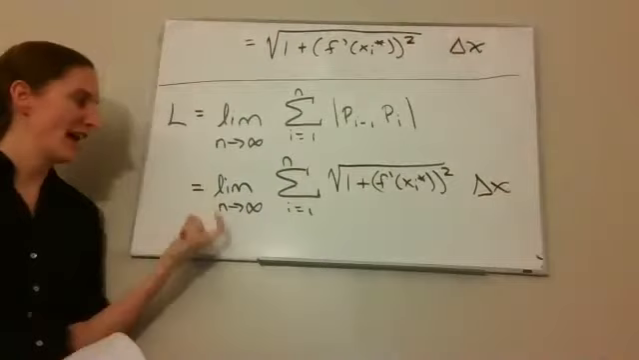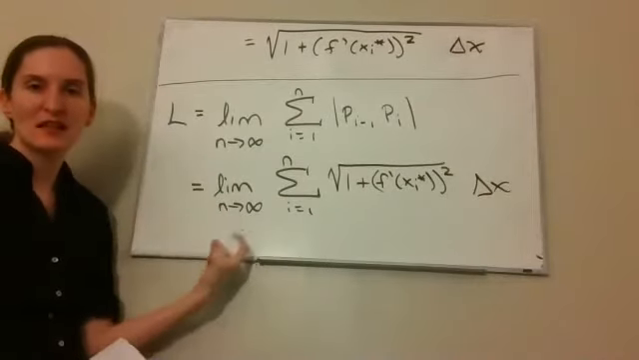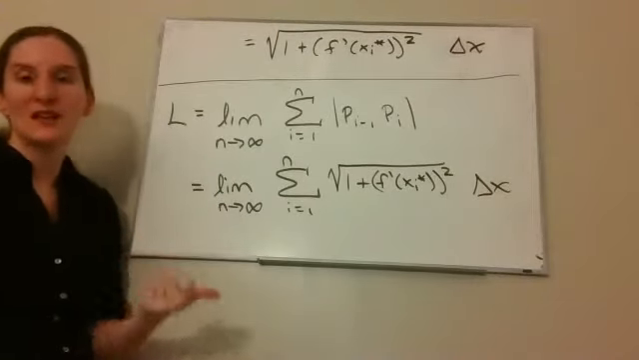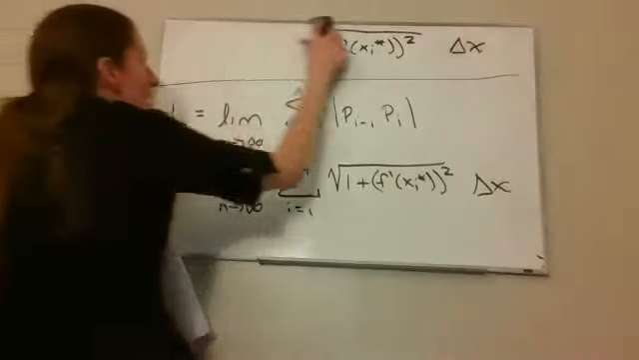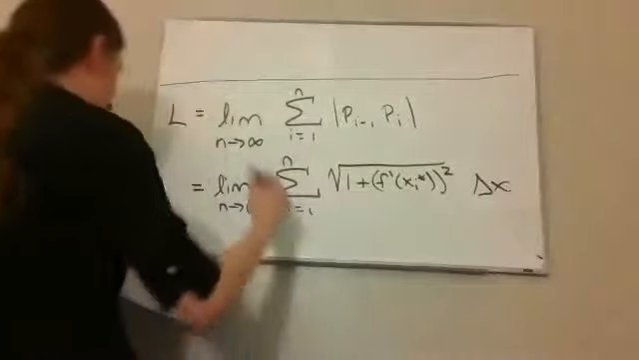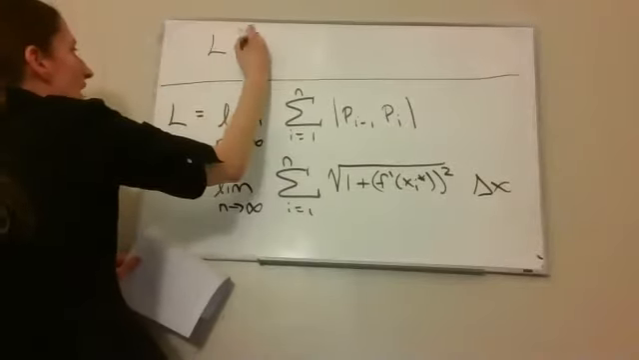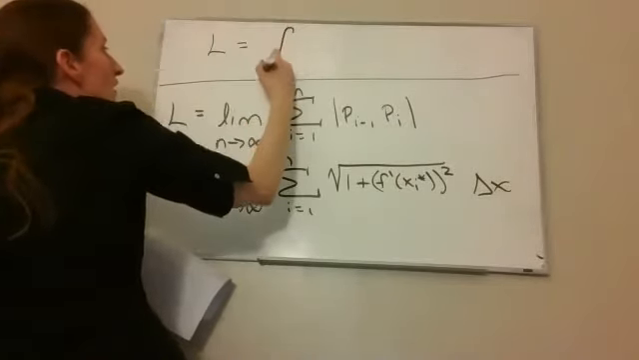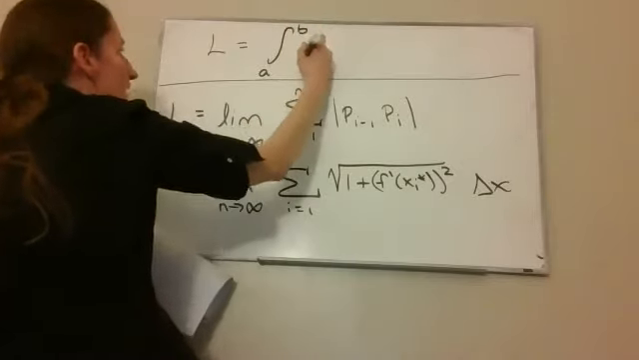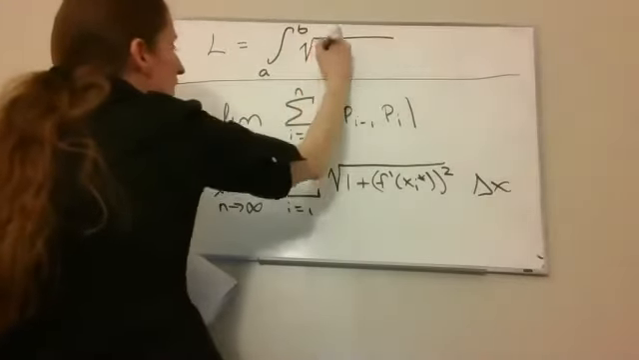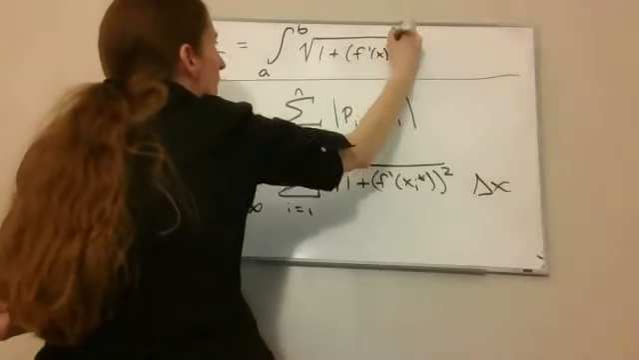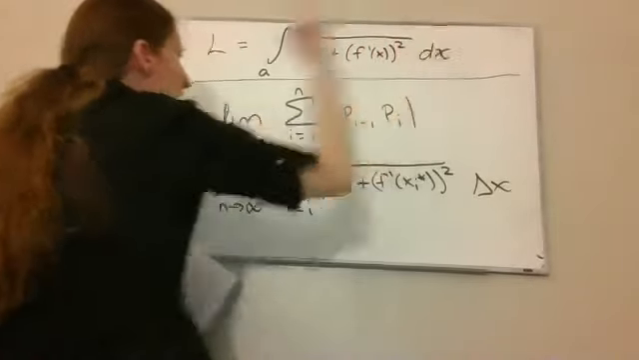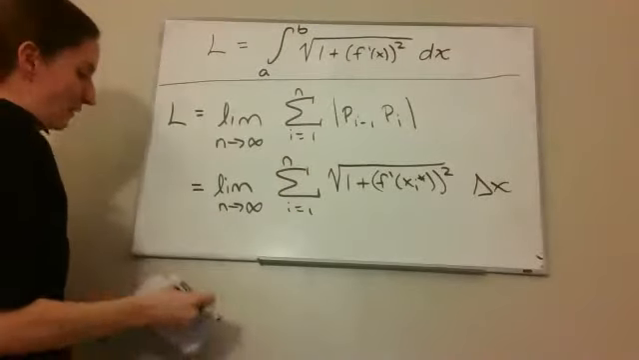And now when I actually take this limit, the limit of that sum, we end up getting an integral. So when I actually take the limit as n goes to infinity, I get this formula for the length of the curve. The integral from a to b of the square root of 1 plus the derivative of my function squared with respect to x.